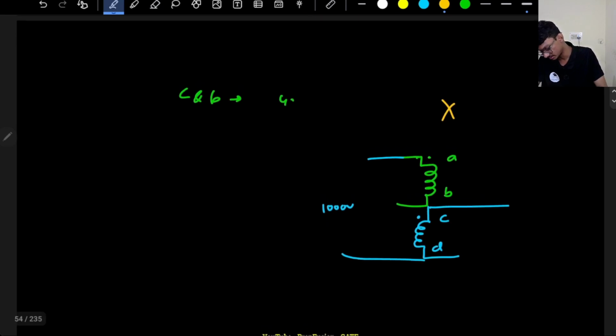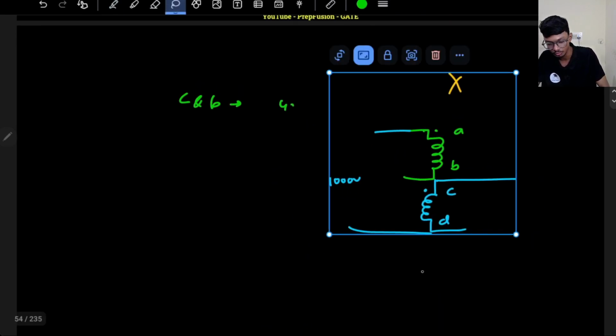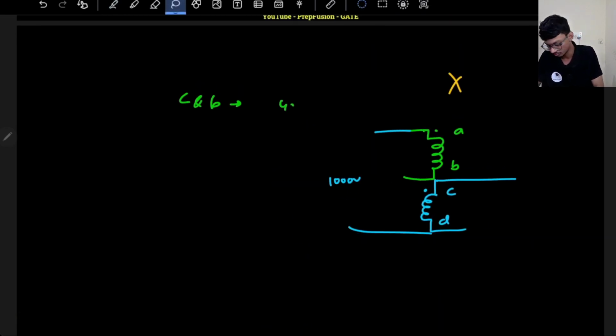So I have to connect A and D. Now if I try and connect A and D, that's how you go about the hit and trial method, okay. You check which one works, which one does not work.